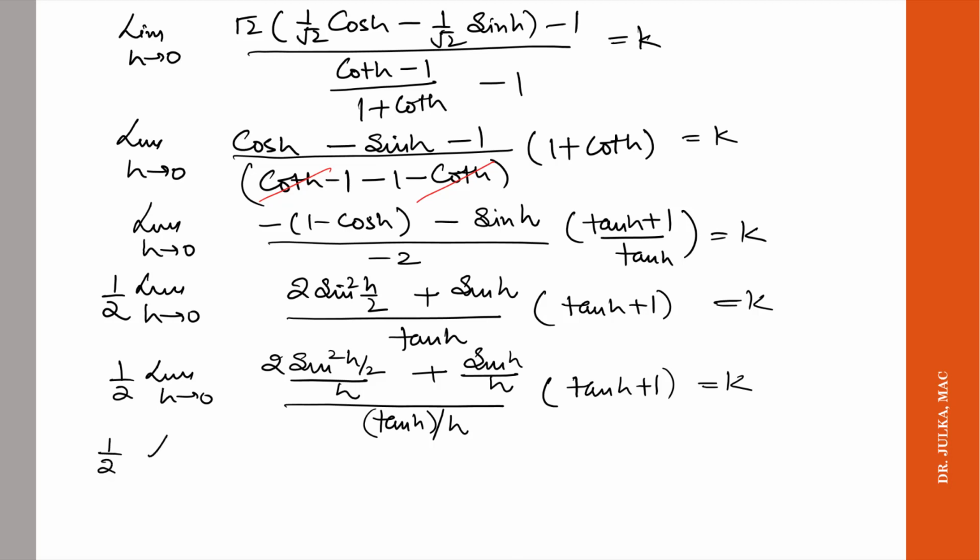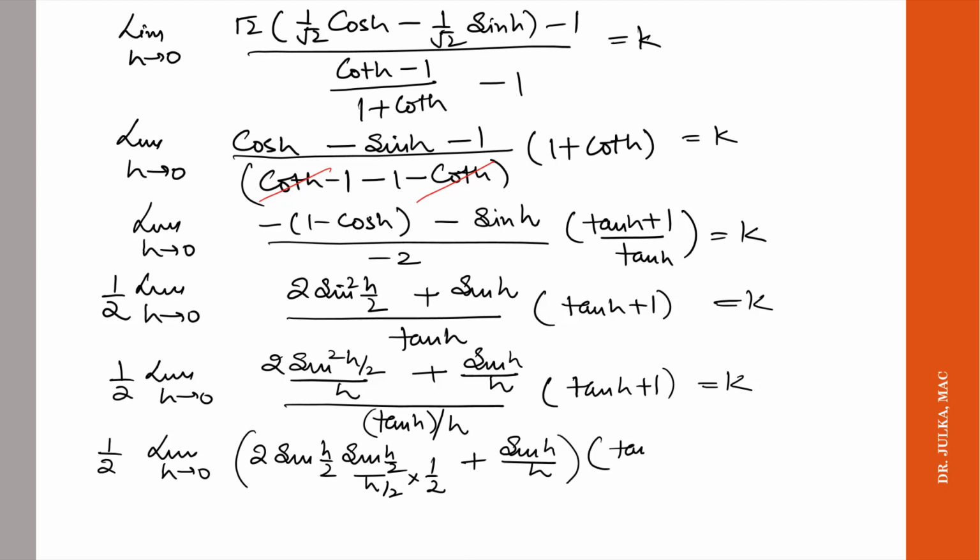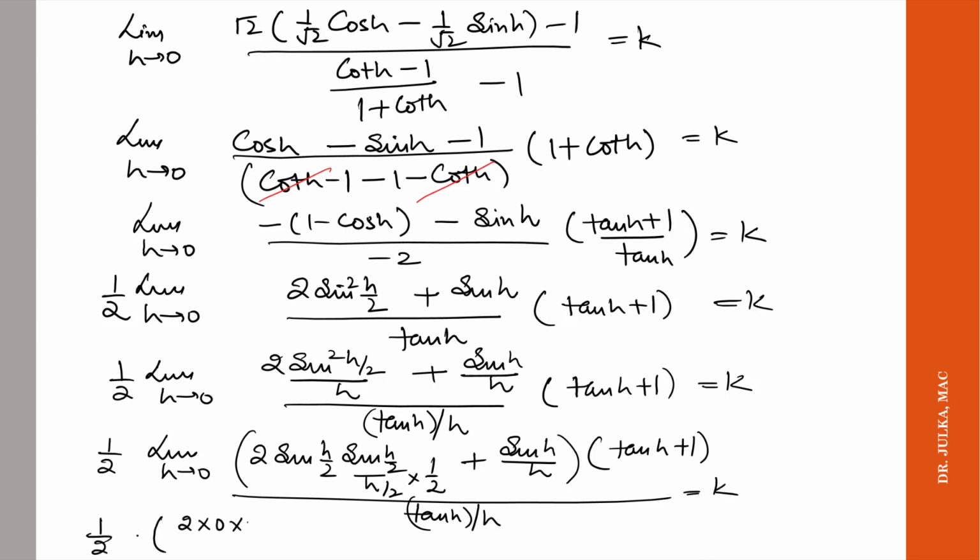We can write 2 sin square h by 2 as 2 sin h by 2 into sin h by 2, and it's divided by h, so divide by 2 and multiply by 2, plus sin h upon h, the whole multiplied by tan h plus 1, and the whole divided by tan h upon h. And after putting the limit we will get k equals 1 by 2.